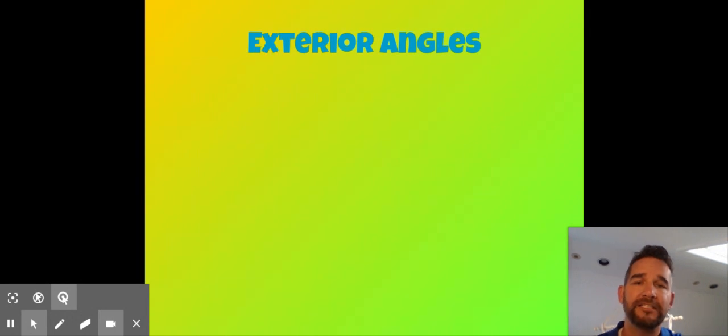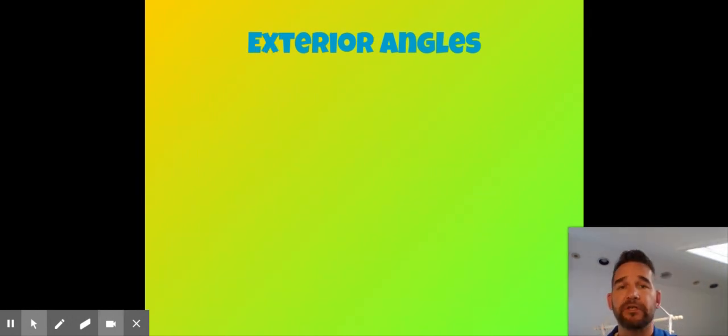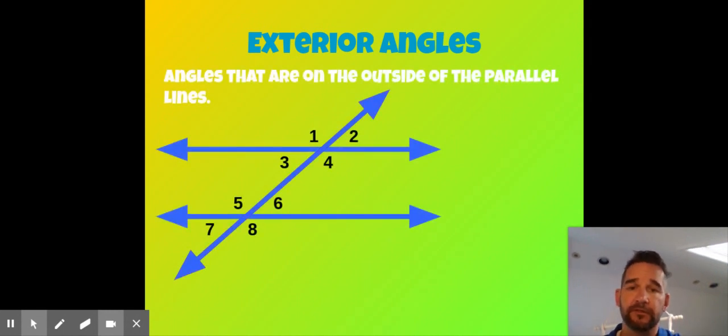Okay, let's explore some more angles. Let's look at the ones that are on the outside. We call those the exterior angles. In this case, that would be angles 1, 2, 7, and 8. They're on the outside of the parallel lines. So think of it that way.